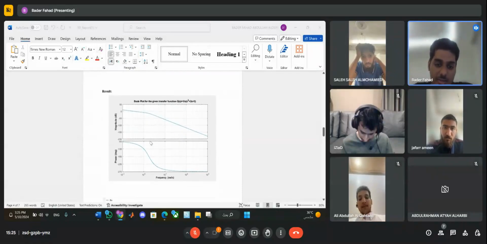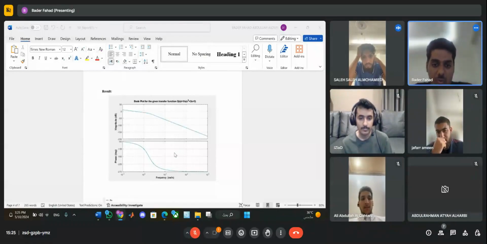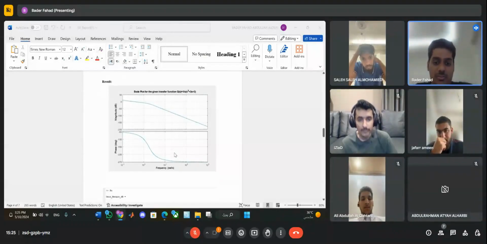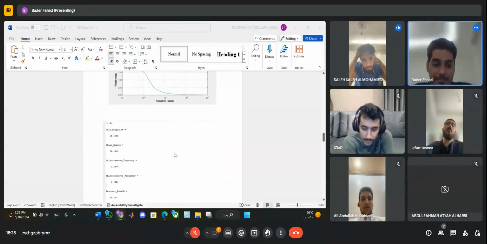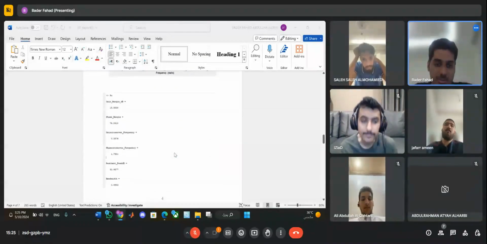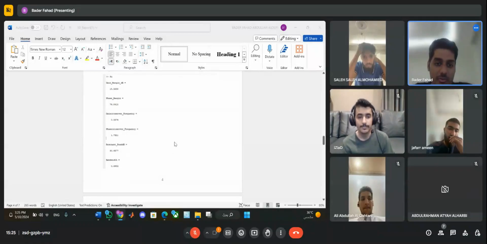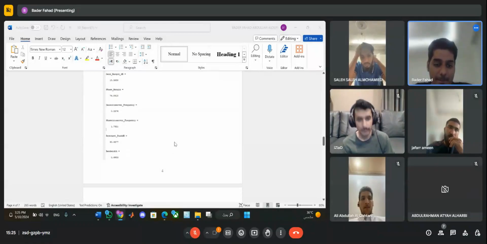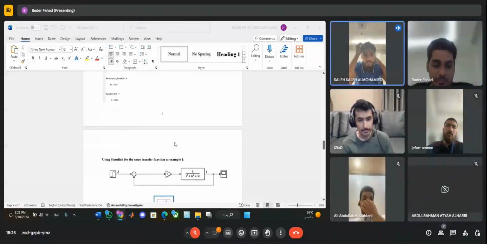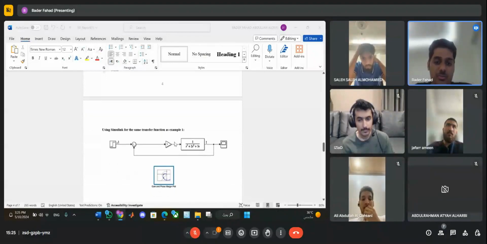And here, as you can see, the magnitude and the phase plots show different frequencies. Here are some results like the magnitude, phase, and the frequency. Now we will move to the Simulink with Saleh.